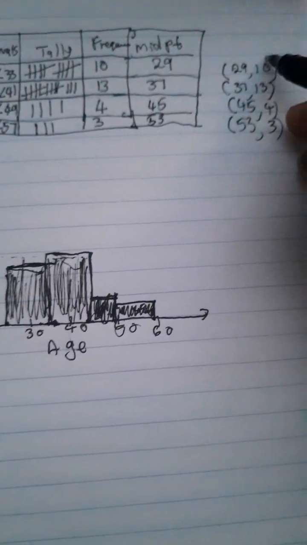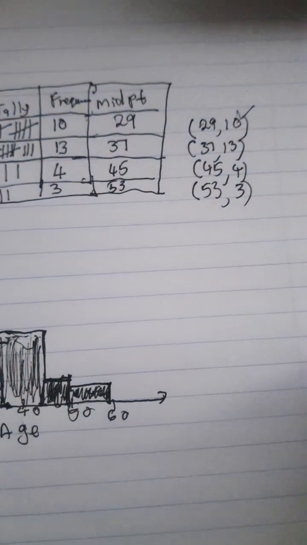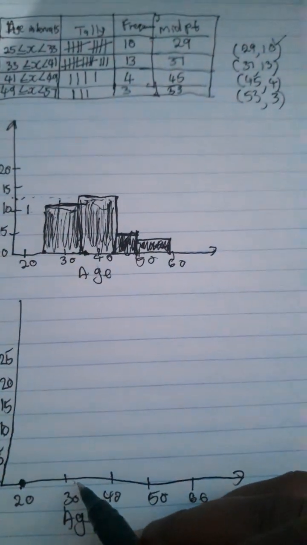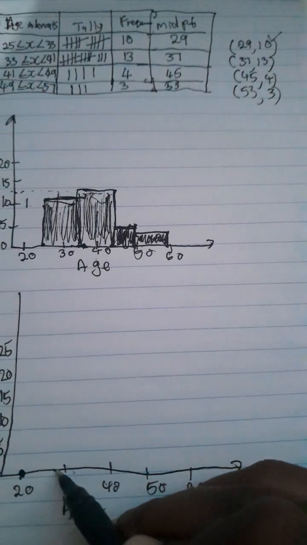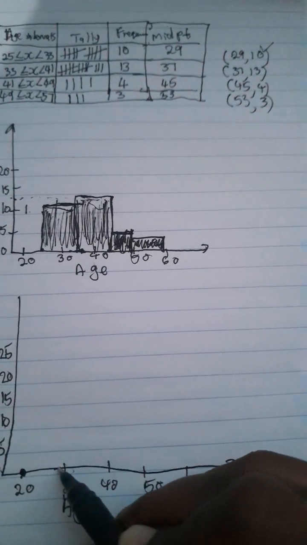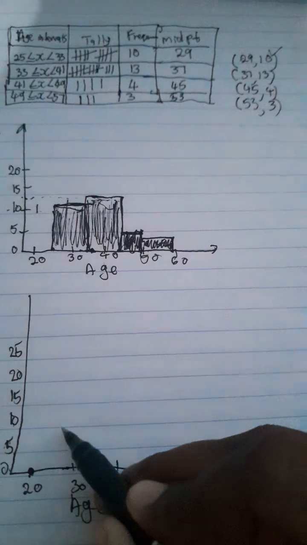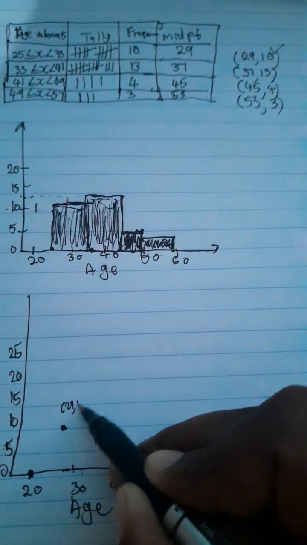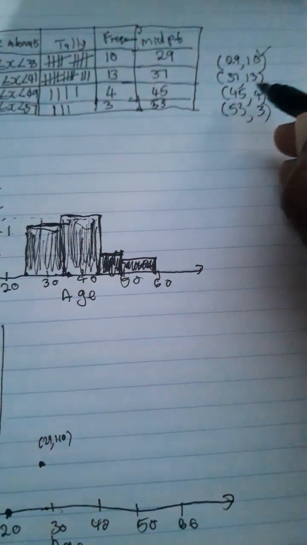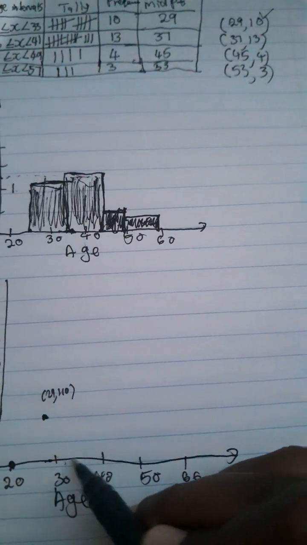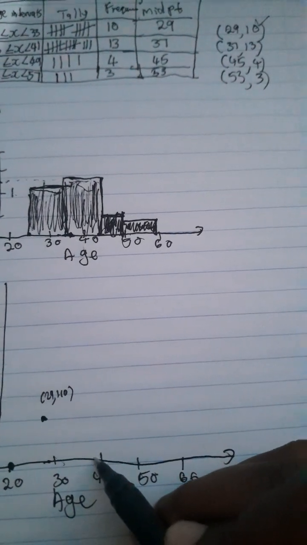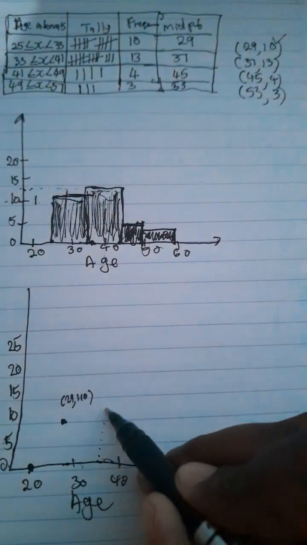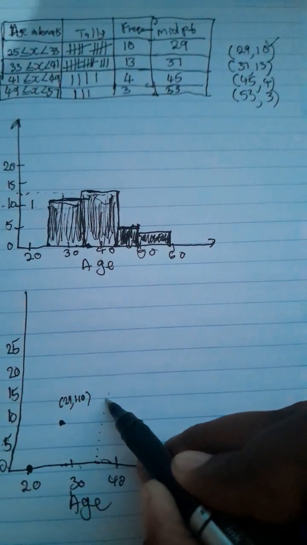So after that, we'll insert this second coordinate, which is 29 and 10. Where is 29? It's near here, between, near 30. 29 is to 10. Then you put, that's the coordinate there. The other coordinate is 37 is to 13. 37 here, since it's 40, 39, 38, 37 is somewhere here. 37 is to 13. This is near 15 there.